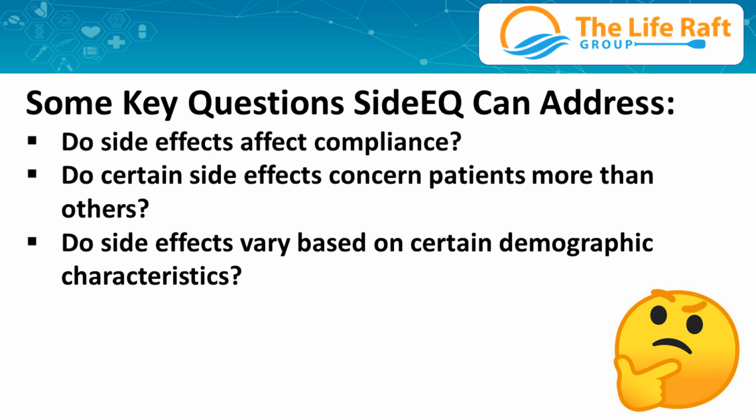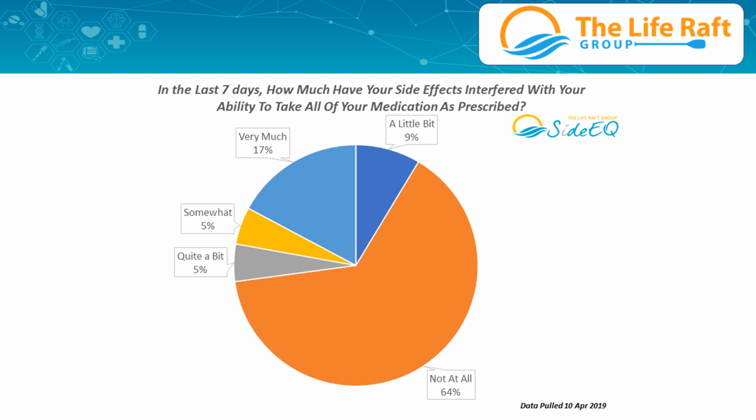So we talked about what key questions it can address. Now, one of the things we talked about was compliance, and is it affected by side effects? Well, it turns out it is. So if you look at this, you'll see, again, the same question. In the last 7 days, how much have your side effects interfered with your ability to take all your medications prescribed? Now, 64% of people are saying they're not, but that means that 36% are saying they are. And some of them are saying that it's happening quite a bit. So for 36% of patients, and we can update this data as we go, that is an issue.